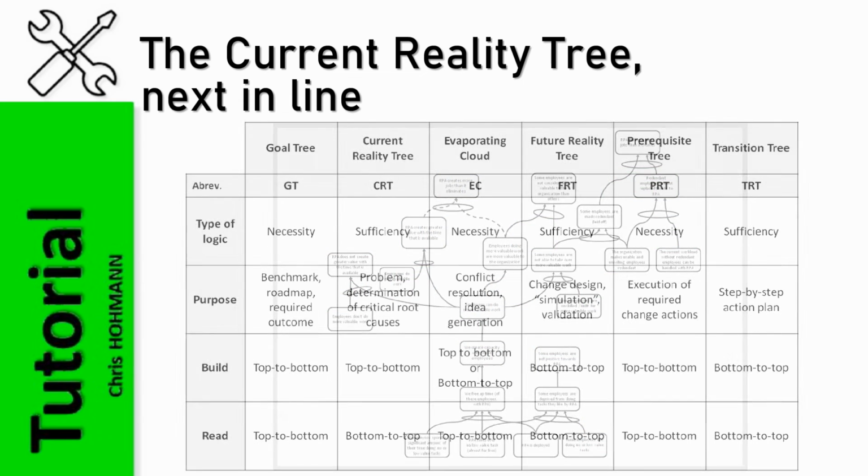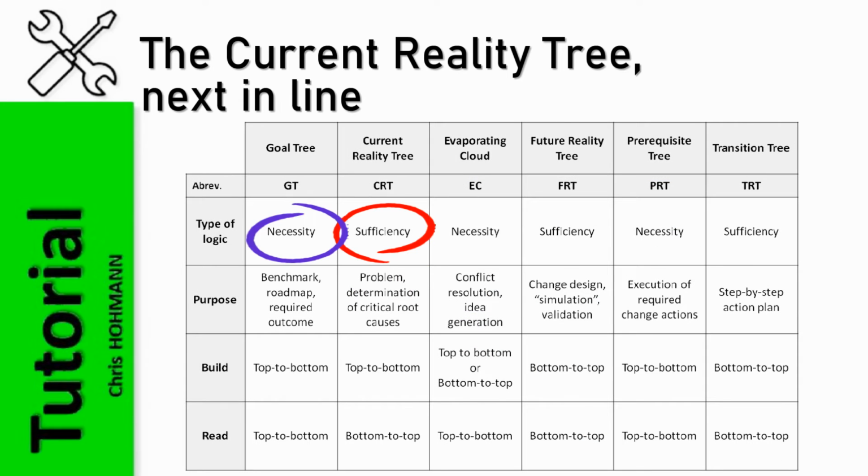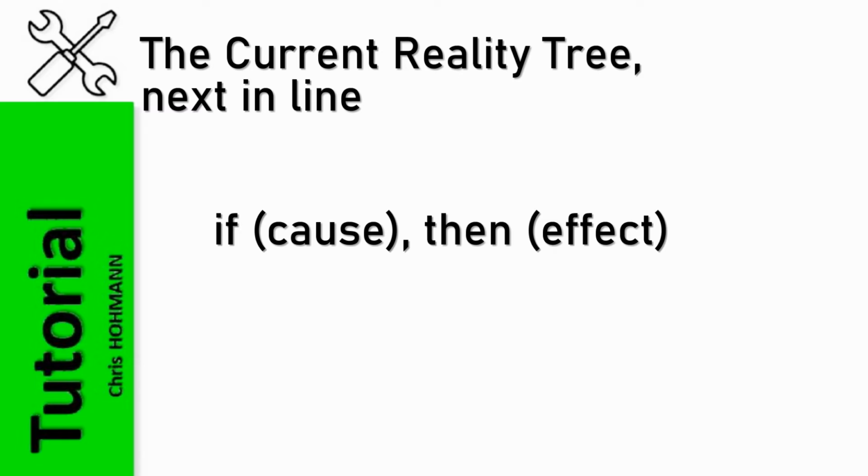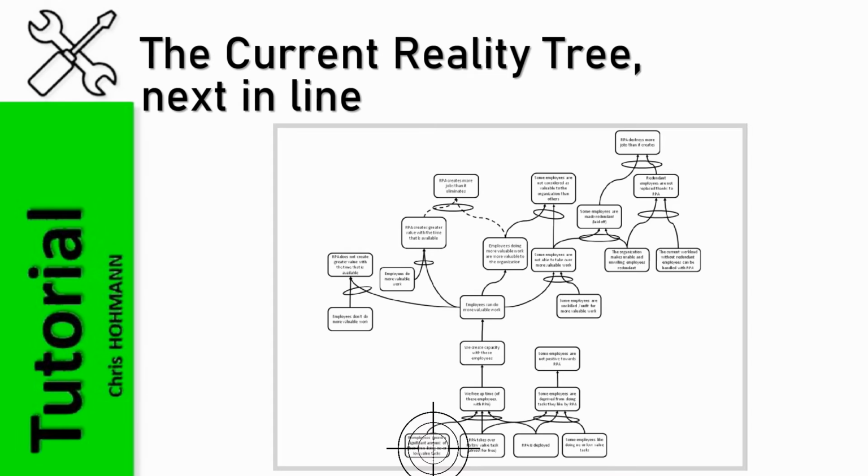But unlike the goal tree, the current reality tree uses sufficiency logic, which is a cause and effect relationship. It is sufficient to have a trigger condition to have the corresponding effect. In other words, the relationship is in the form if cause, then effect. Once the critical root causes are identified, eliminating them eliminates all the chains of cause and effect relationships that lead to the undesirable effects, in our case, not achieving the goal.